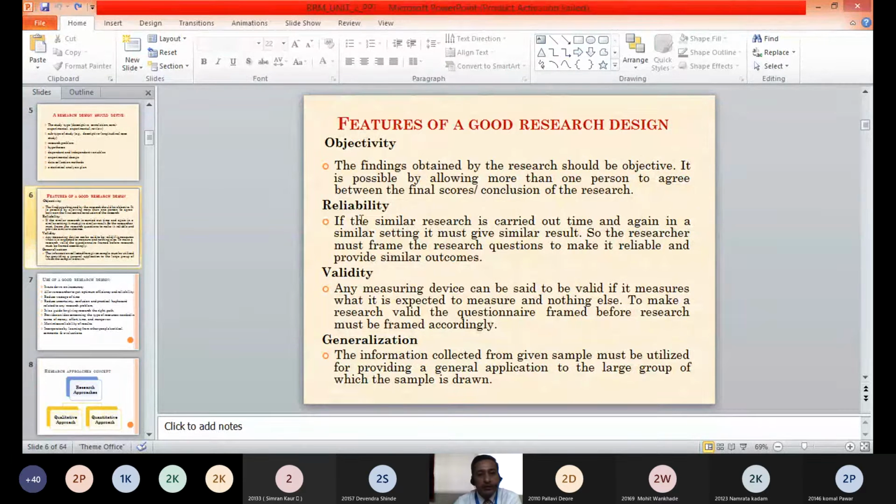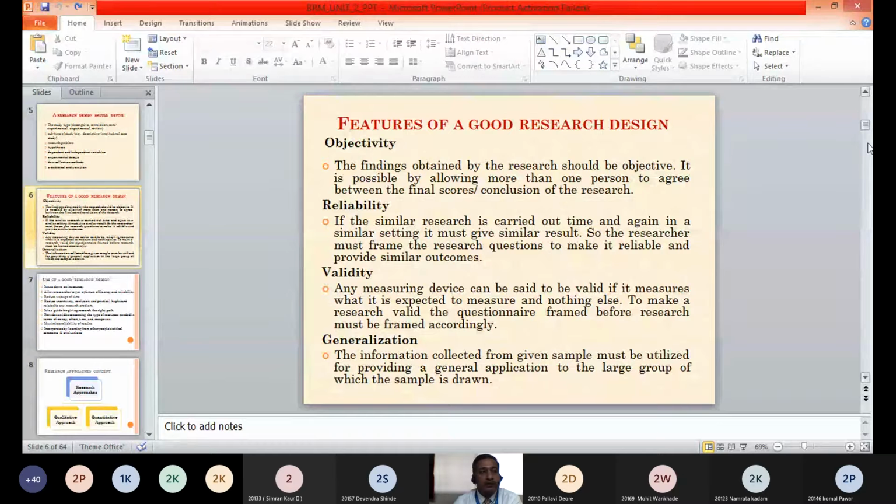So if similar research is carried out time and again in a similar setting, it must give similar results. So the researcher must frame the research questions in such a way that the research becomes reliable and provides similar outcomes. If we conduct that research n number of times in a similar way, in a similar setting or environment, you should get the similar result.